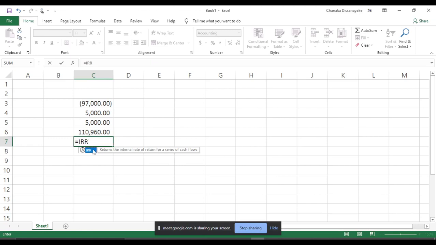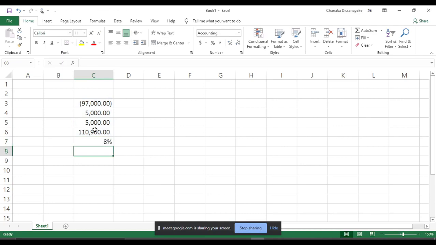You can double click on this, then it will ask you to select the values and put a comma, and you can guess how much your answer is going to be. You can guess whatever it is, maybe 10%, maybe 20%. You can put a guess figure. So we'll put 10%, in decimal 0.1. I close the bracket and enter. What is the rate I'm getting? 8%.